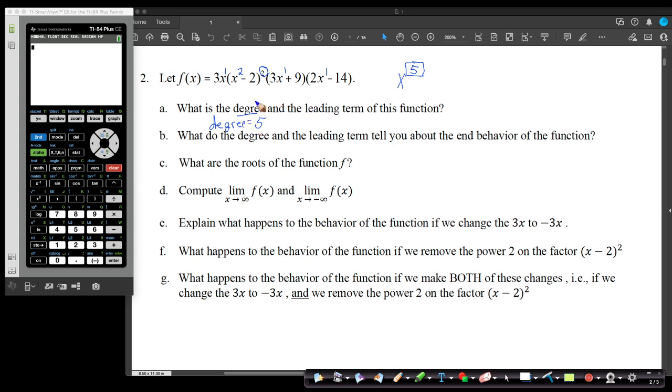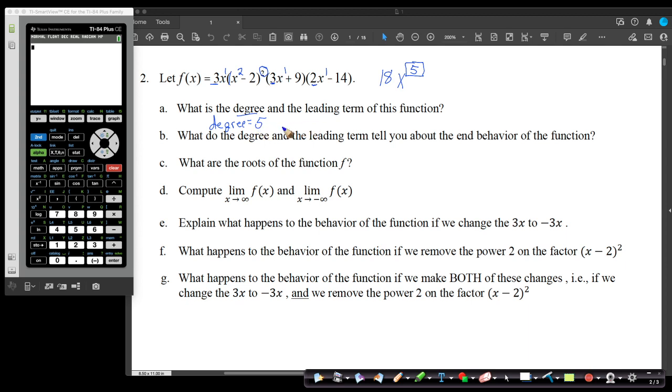Now for the leading term, when we FOIL this, we're going to get x times x. It's going to have a leading coefficient of 1. We have a leading coefficient of 3 here and 2 here. So it's going to be 3 times 2, which is 6, times 1, which is still 6, and then times this 3. 6 times 3 is going to be 18. So that gives us our leading coefficient.